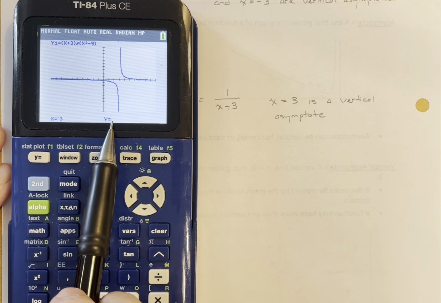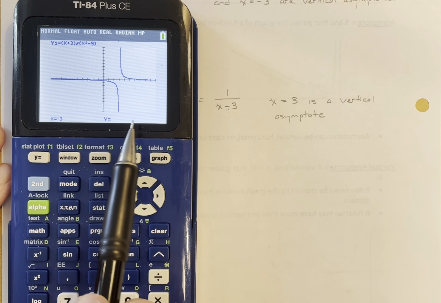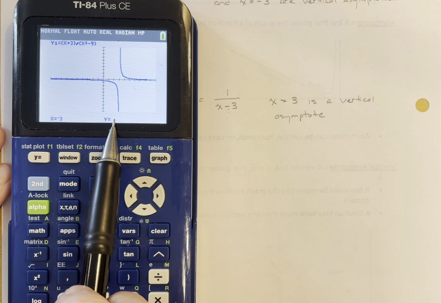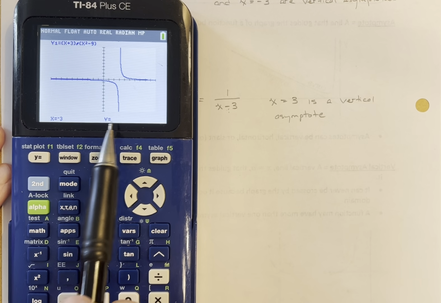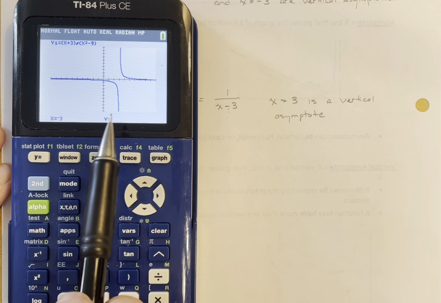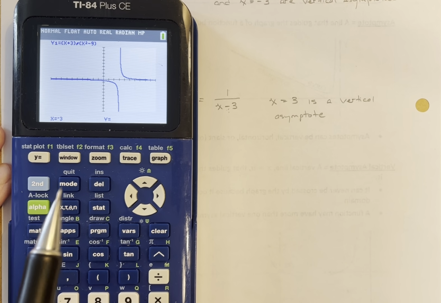As we know, I don't get a y value because I know that negative 3 is not in the domain, but it's not a vertical asymptote. Okay, it turns out that it's a hole, and we'll talk about that in just a few minutes.